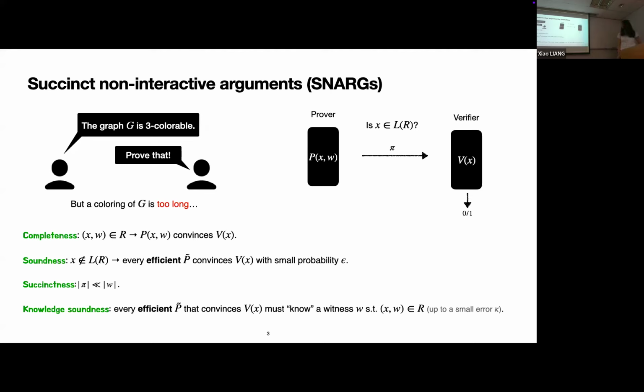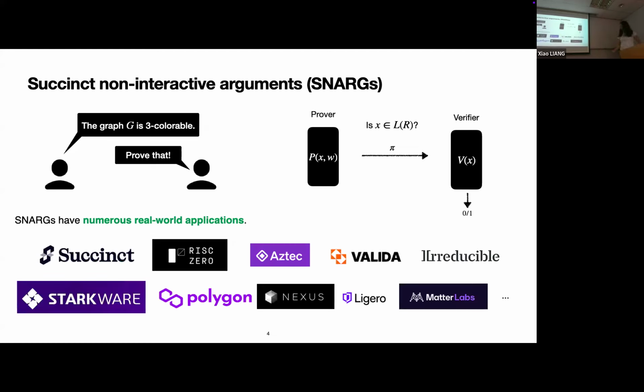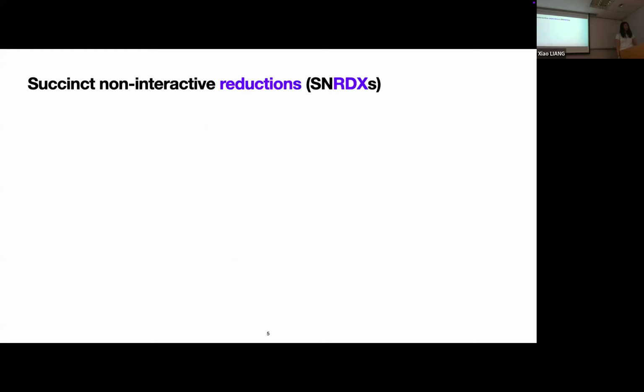Okay, so these objects, they have lots of real-world applications. They're used in a lot of companies and in blockchains, and it's something that is used a lot in applications, which is exactly why it is important to understand its security. Though the object of our study today is something that is a generalization of the arguments. So it's something called a reduction.